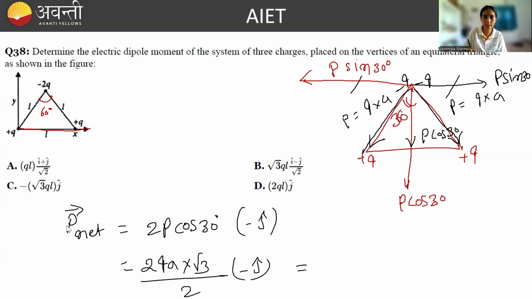So I wrote the minus there. But if you write it, a here is given as L. So properly if I write, it will become how much? Root 3 qL, minus j cap. Okay. So the correct answer will be which one? C.